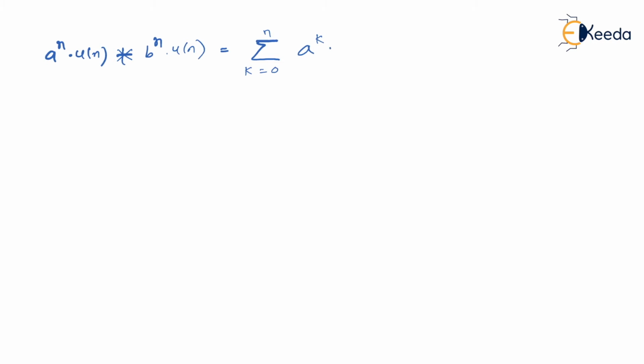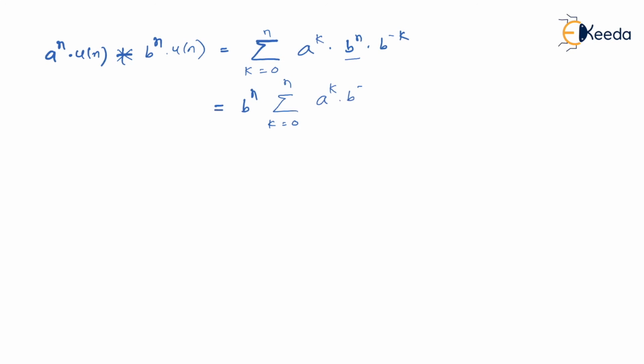A to the power k. So what we had is b raised to n minus k. So I can write it like this: b to the power n, b to the power minus k. In fact, now as you can see, it is k independent, so it can be taken out of the summation. Therefore it is equal to b to the power n, summation k equal to 0 to n.